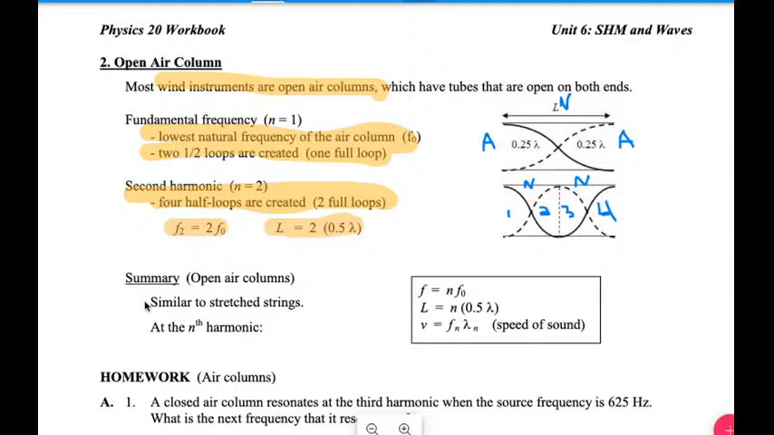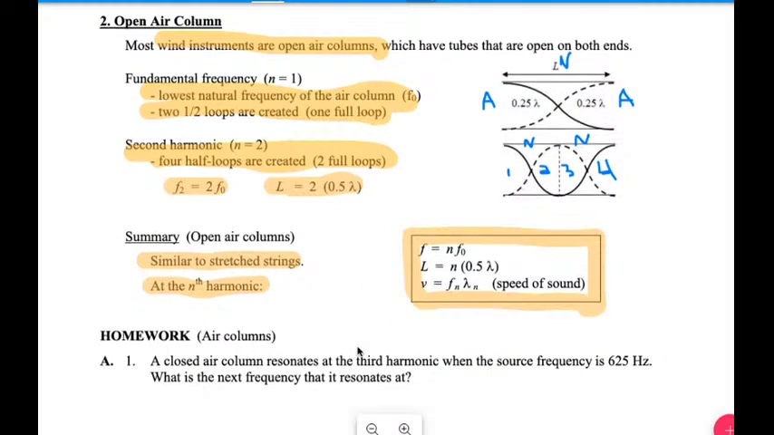So in summary, open air columns are similar to stretched strings. We're just switching our nodes and antinodes around. And at the nth harmonic, we're going to use the same set of equations that we would for strings. Okay, no example for open air columns because it's so similar to strings, just some subtle differences that you're going to need to keep track of.